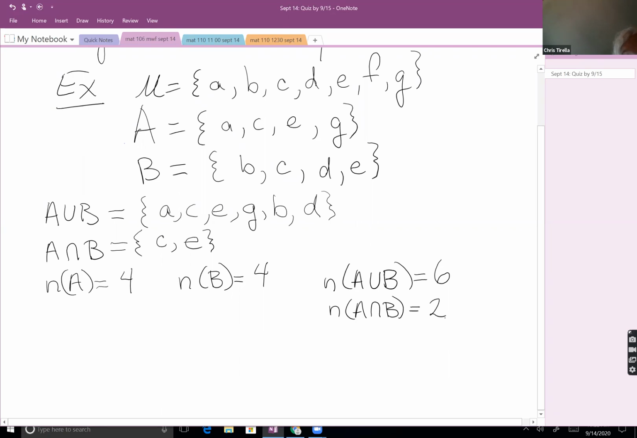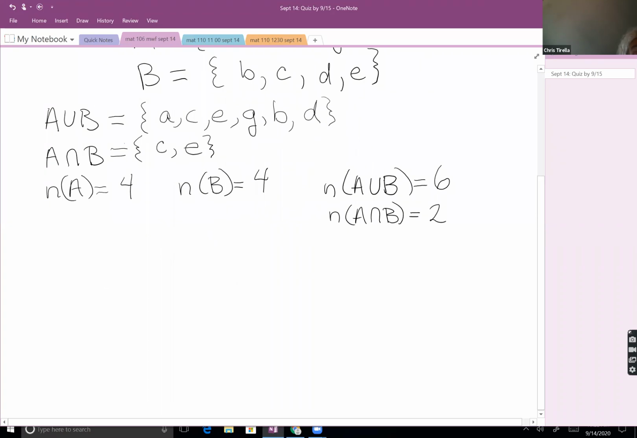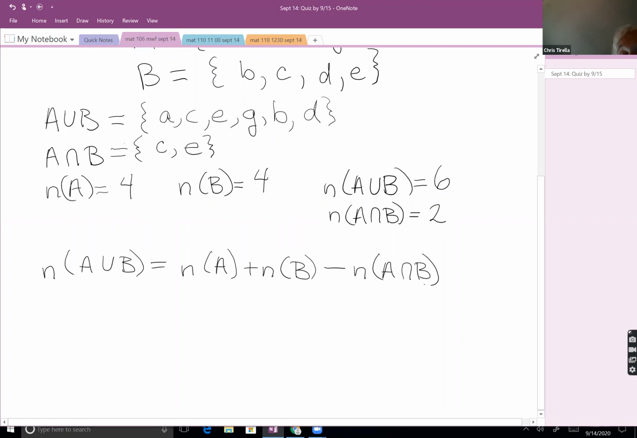And so the author of the textbook goes through and puts this in the formula. They say that the number of things in A union B is equal to the number of things in A plus the number of things in B. But then because nothing counts twice, we're going to subtract the number of things in their intersection. So the number of things in A plus the number of things in B minus the number of things that they have in common.